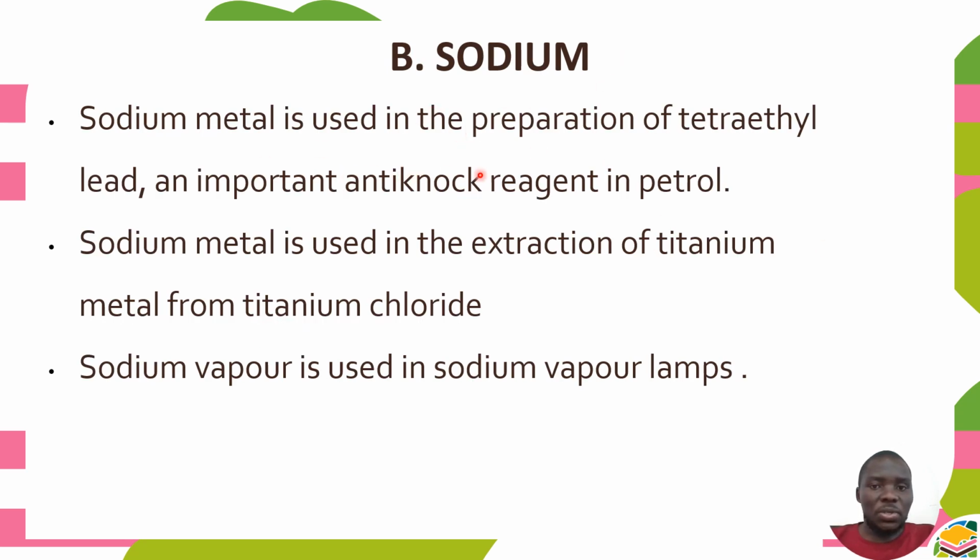Sodium metal is used in preparation of tetraethyl lead, an important antiknock reagent in petrol. Sodium metal is used in the extraction of titanium metal from titanium chloride. Sodium vapor is used in sodium vapor lamps. So these are some of the uses of sodium. It doesn't mean that these are the only ones. We can still search more in the resources that we're going to give you at the end of the presentation, so that you can check more. But these are some of the uses of sodium metal.